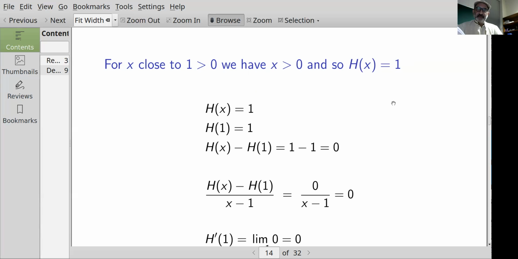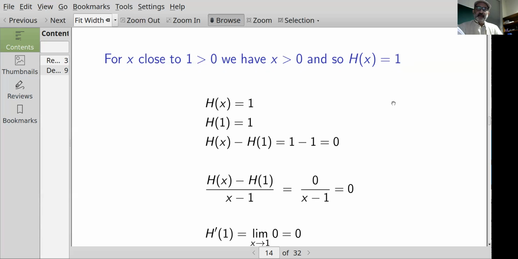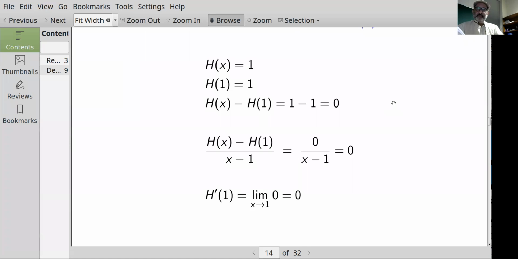H of x minus h of 1 is 1 minus 1, which is equal to 0. So then the difference quotient is h of x minus h of 1 over x minus 1. That's equal to 0 over x minus 1, which is 0. Then the derivative at 1 is the limit of the difference quotient, which is the limit as x goes to 1 of 0, which is 0.